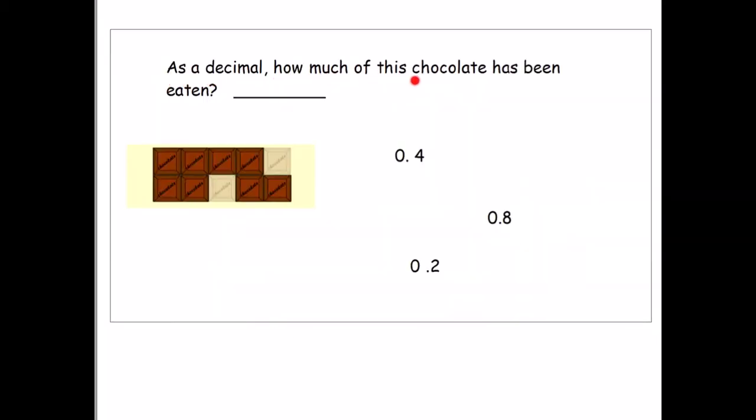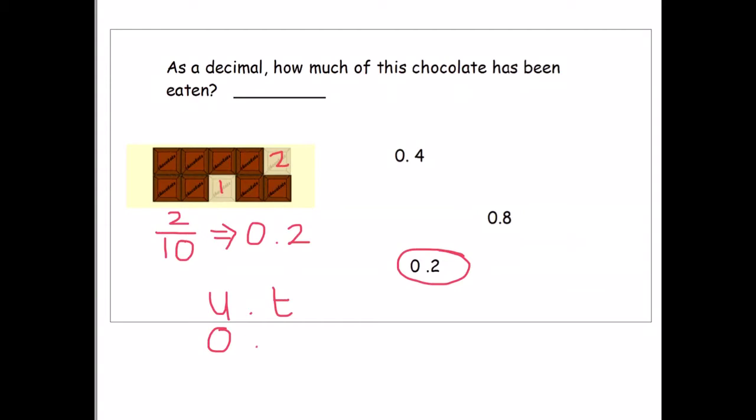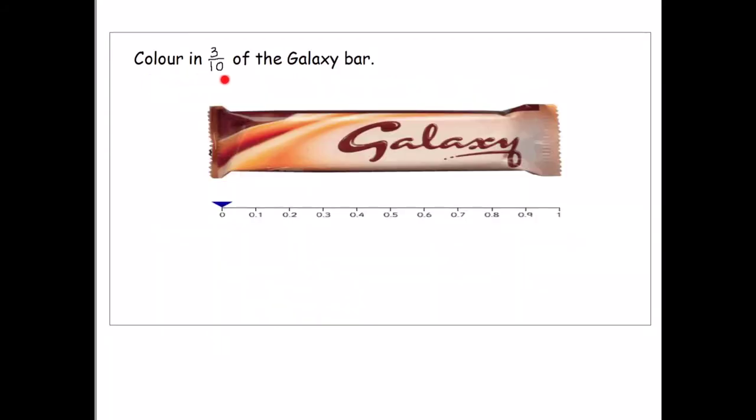As a decimal, how much of this chocolate has been eaten? Well, let's have a look at the chocolate bar. There were originally 10 pieces altogether, and we can see that there are 2 pieces that have been eaten. So 2/10 have been eaten. And 2/10 as a decimal is 0.2. And we can look at units and tenths. There are 0 units because that would be a whole one, and we have 2/10. So 0.2.